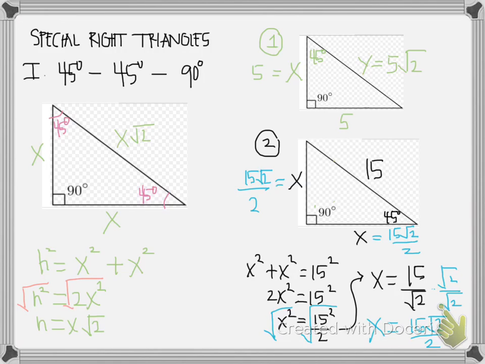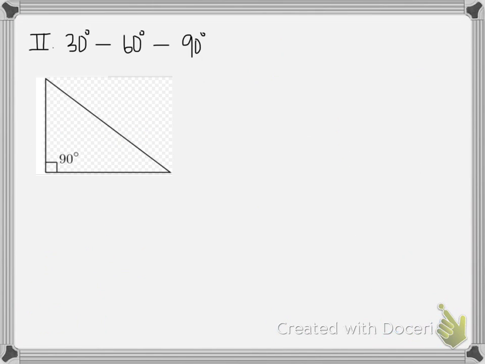Okay, all right, we have another special right triangle. Our 30, 60, 90 special right triangle. That means that inside here, one of my angles is going to be 30 and the other one is going to be 60. The shortest leg is opposite the 30-degree angle.